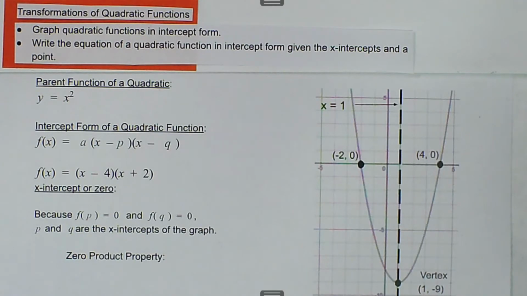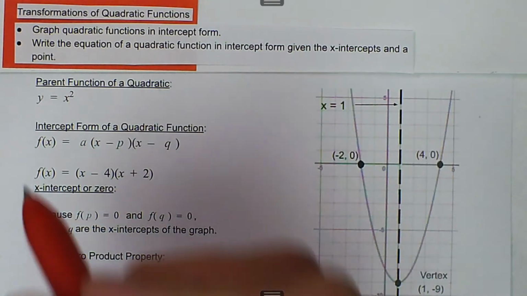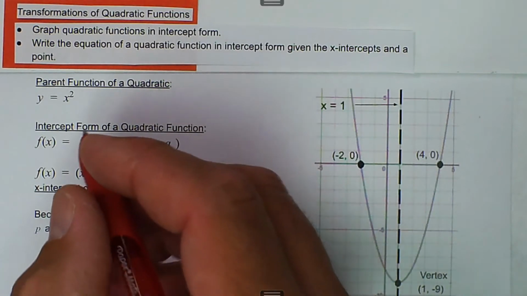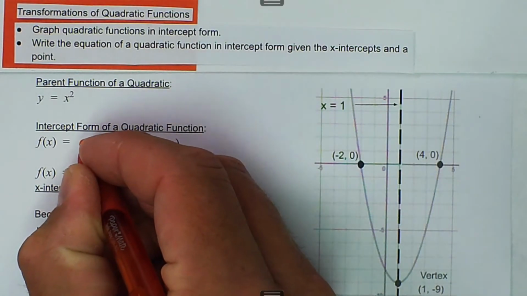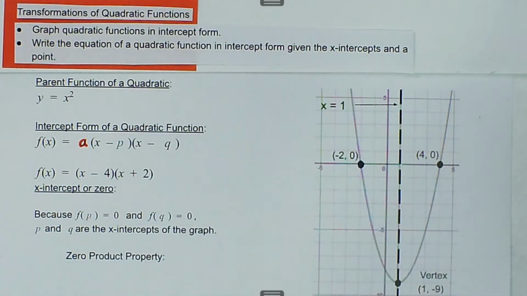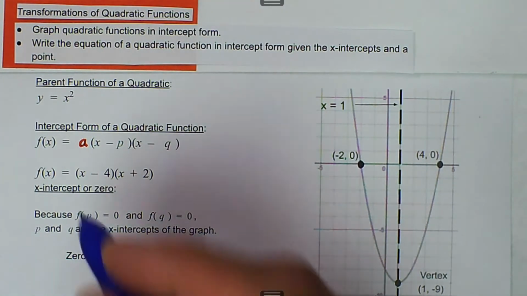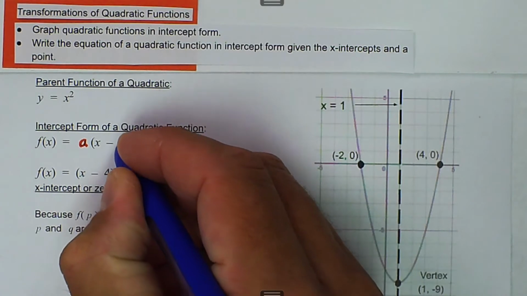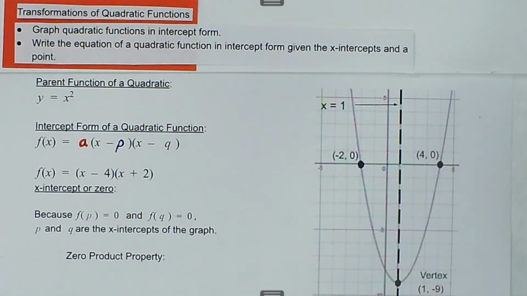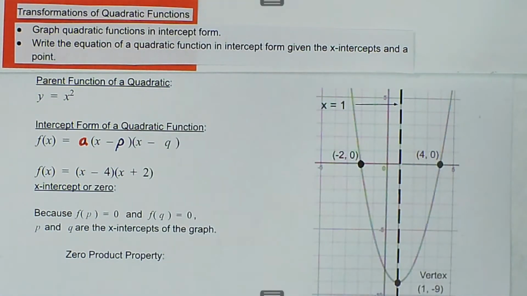So we still have the parent function of a quadratic function is y equals x squared. And the intercept form of a quadratic function is a times the quantity x minus p times the quantity x minus q. So we still have that a value. And that a value still does the same thing, where it has a vertical stretch or a vertical shrink.